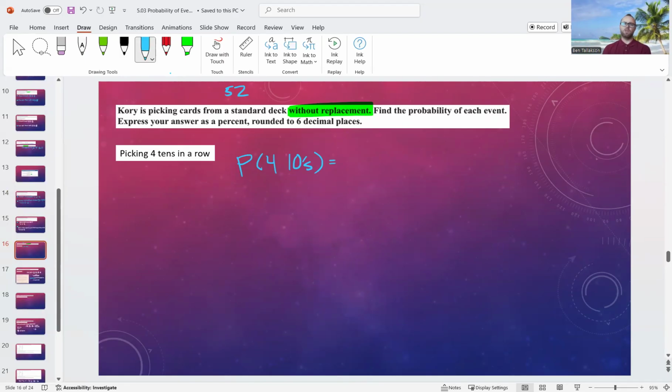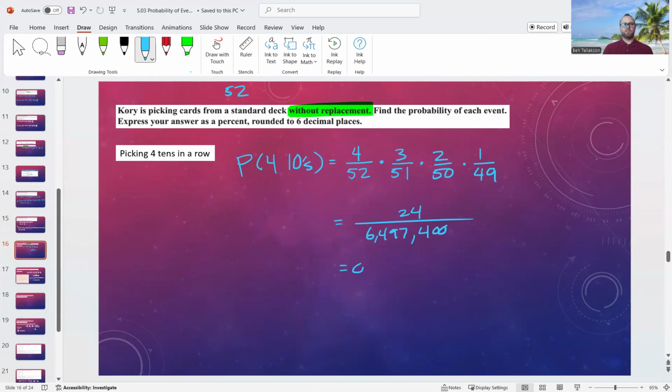Okay, let's see. Well, this is a favorable outcome, 4 10s, out of the total number of cards, I told you is 52. Times what? Well, if you're picking the 10, you're not putting it back, right? It says here, without replacement. So what do we multiply? There's now 3 10s out of 51 cards. There's now 2 out of 50. And finally, there's 1 out of 49. Multiply those all together, you get a giant denominator of 6,497,400.